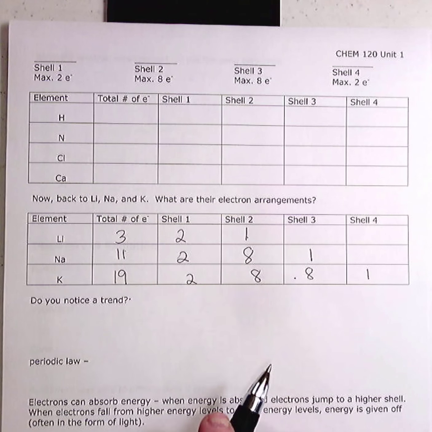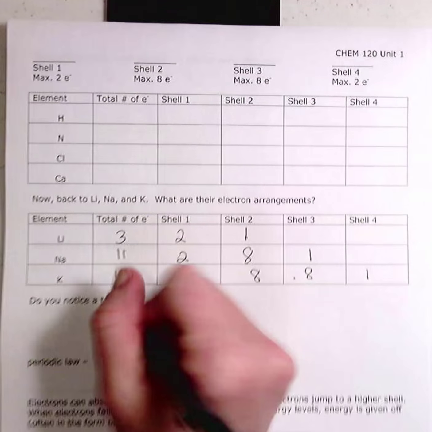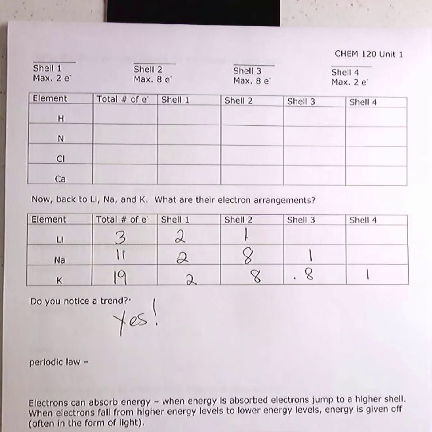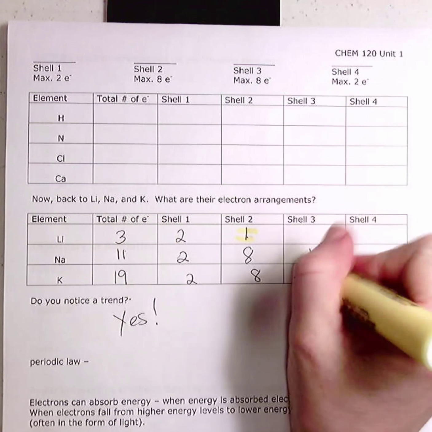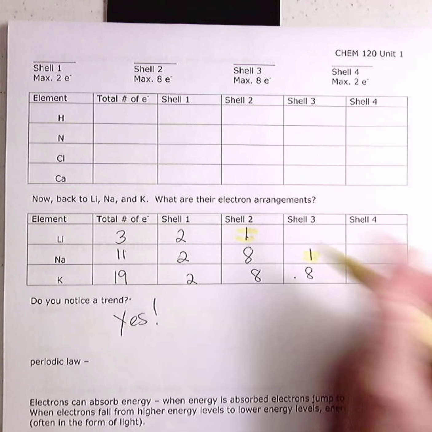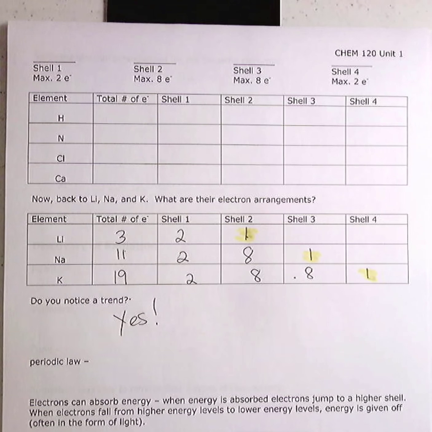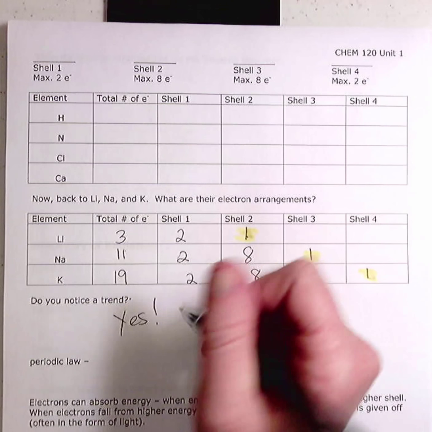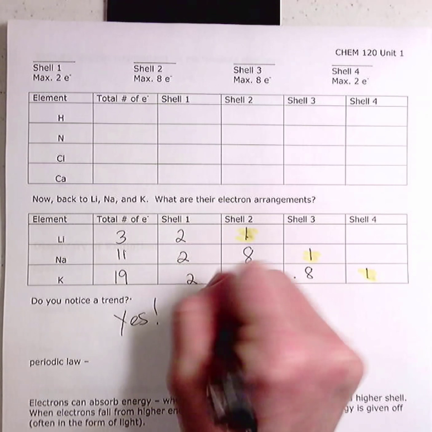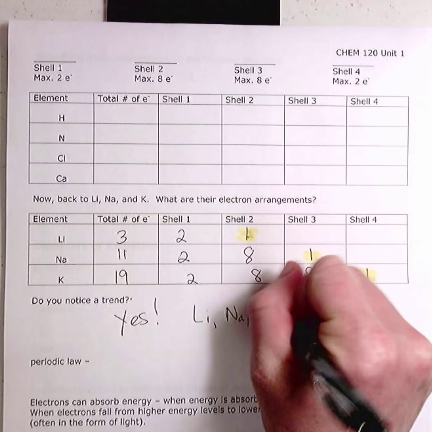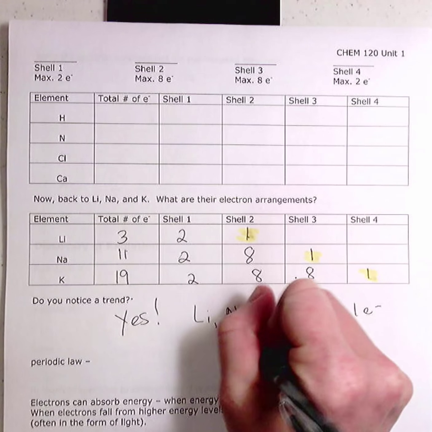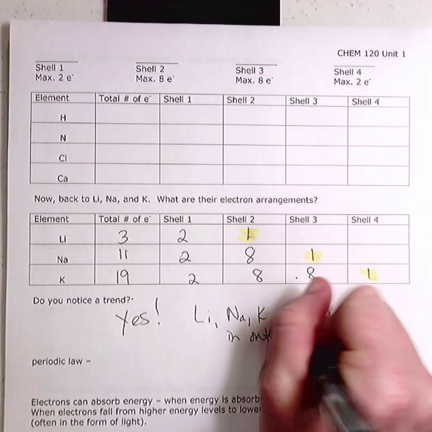Now, do you notice a trend? Yes, I see it. Look, the outermost shell of lithium, sodium, and potassium all have 1 electron in it. So that's why they're in the same group and they behave the same way. So lithium, sodium, potassium all have 1 electron in the outermost shell.